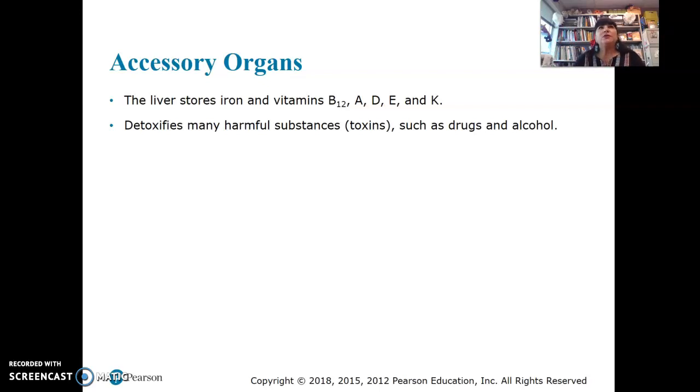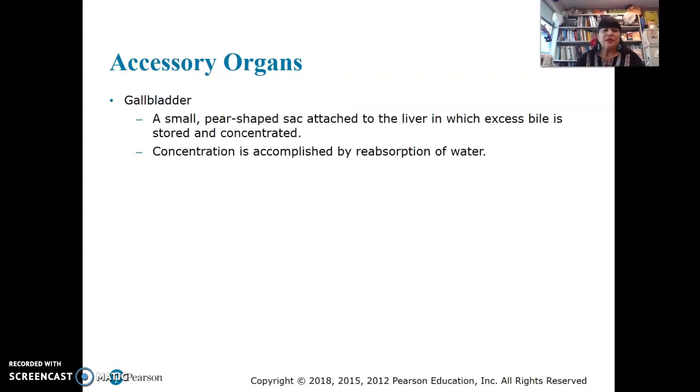So that's why you hear about people getting cirrhosis of the liver, where the liver gets damaged. Alcoholism and drug use will do this because the liver is breaking that stuff down, and in the process, the liver can get damaged too if it's excessive.